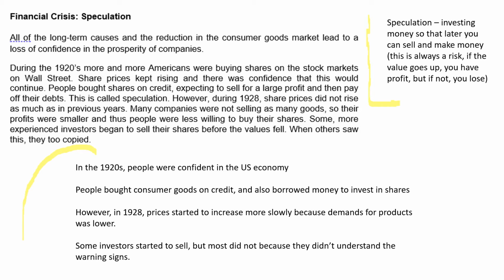But in 1928, the prices started to increase more slowly than before because the companies were selling less goods. There was less demand for their products because of overproduction and the small market and the tariff policy. So the market was becoming saturated and there were less people who wanted to buy their products. Some investors started to sell, but most did not because they didn't understand the warning signs.